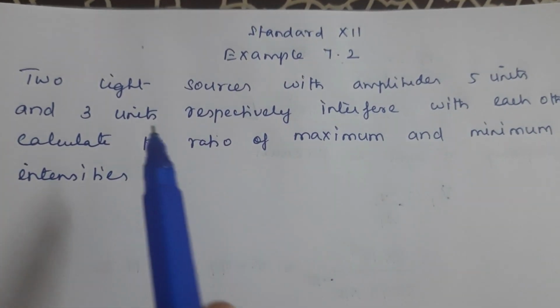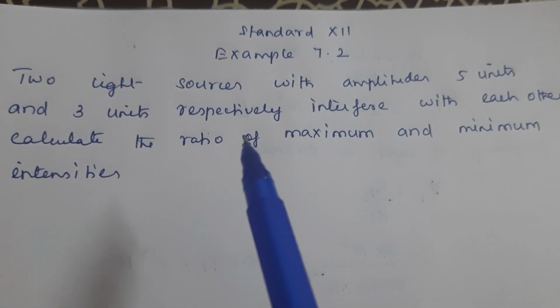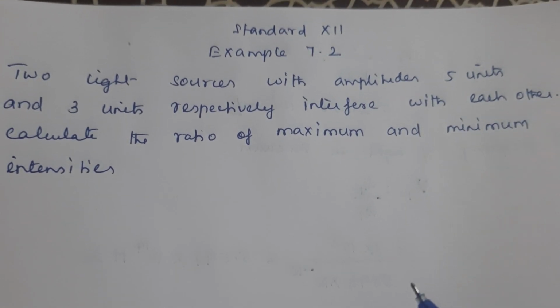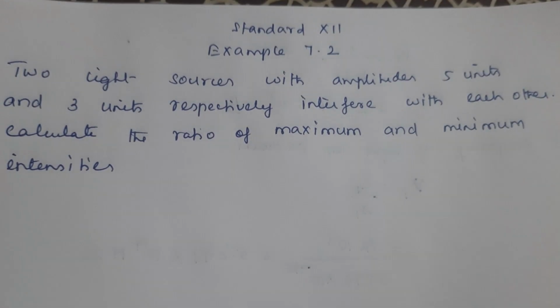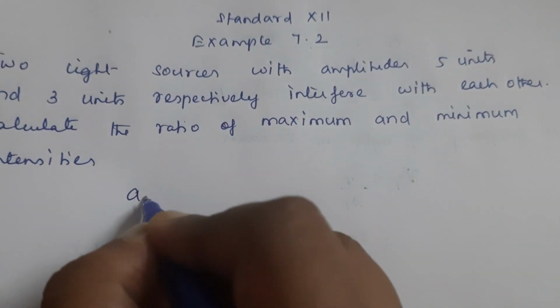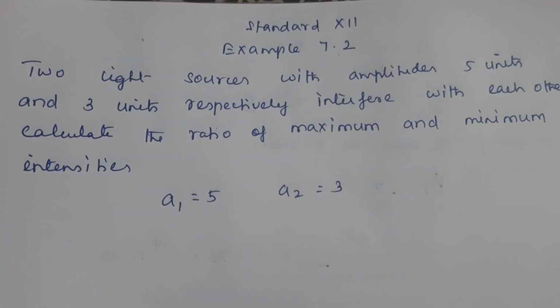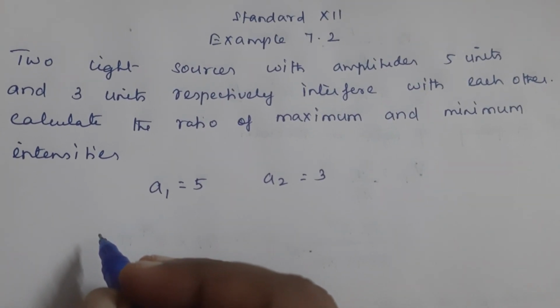Example 7.2. Two light sources with amplitudes 5 units and 3 units respectively interfere with each other. Calculate the ratio of maximum and minimum intensities. Now what is given here is the amplitudes are given. So what is given? A1 is equal to 5 and A2 is equal to 3. Now what is asked is the ratio of maximum and minimum intensity.